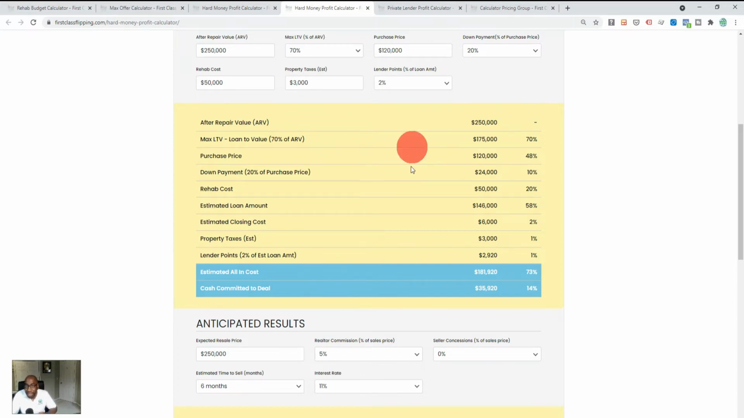So we're going to take this same deal, and I'm going to show you guys how I would structure this deal if I was approaching one of my private lenders.